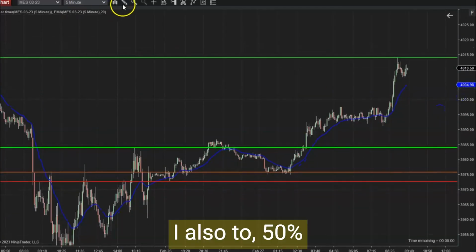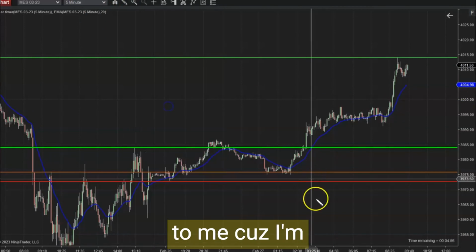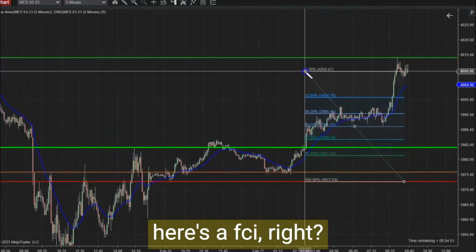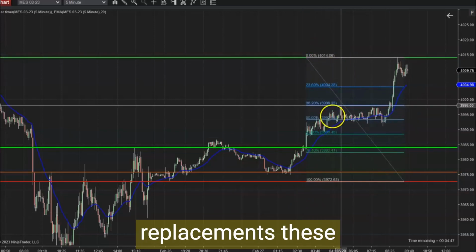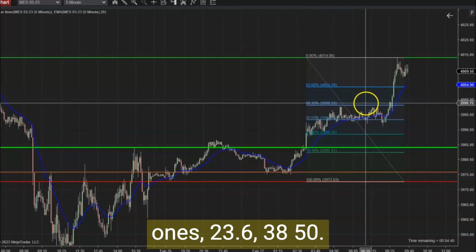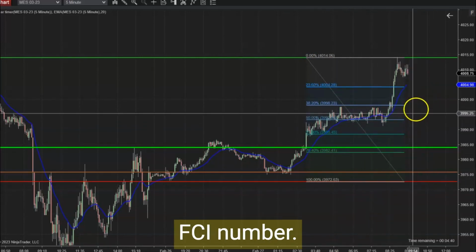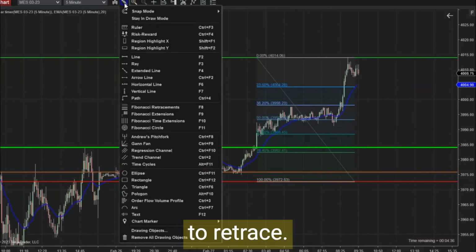I also think 50% is always an important number to me, because I'm not big on Fibonaccis. The reason why is because here's a Fibonacci. Fibonacci is basically, you look at retracements. These are the popular ones, 23.6, 38, 50. But for me, 50% is not really a Fibonacci number. This is a natural number for the market to retrace.